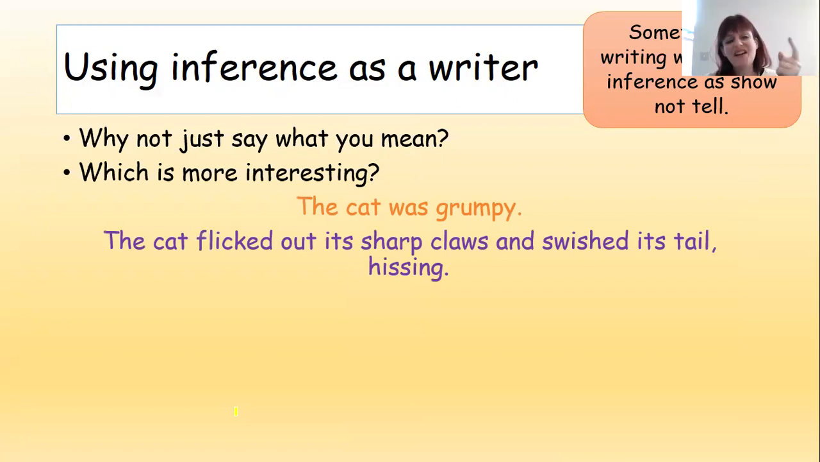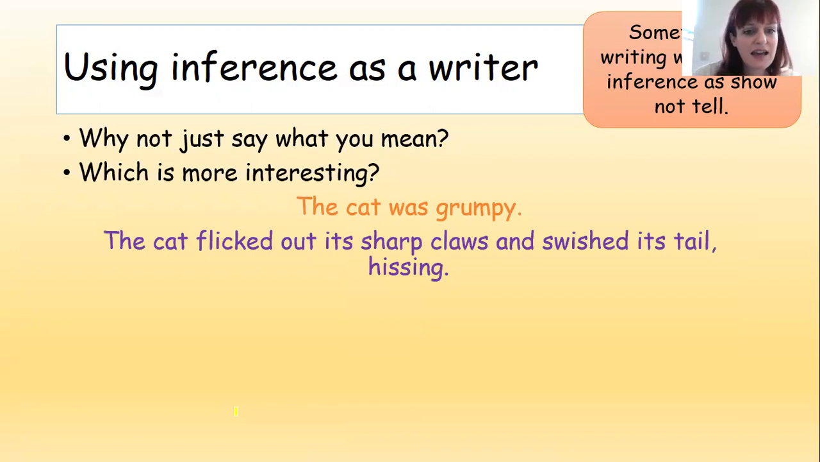Now, I know you're year six. There are a few jokers out there who will say the first one is. You are entitled to your opinion. However, I prefer my purple sentence. It's a lot more descriptive, isn't it? I've got a vision of the cat in my head. If you tell me the cat's grumpy, I'm like, okay, it's grumpy, but I can't really see that cat. Not really. It might be sitting. Might be one of those sad cats, you know.